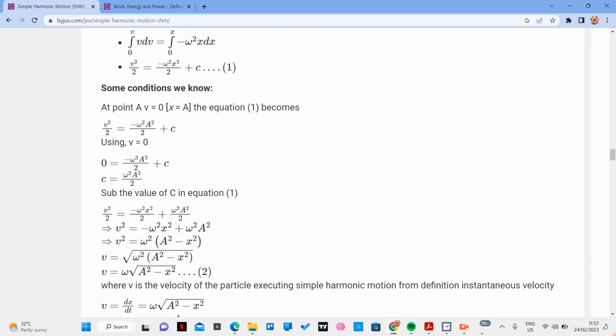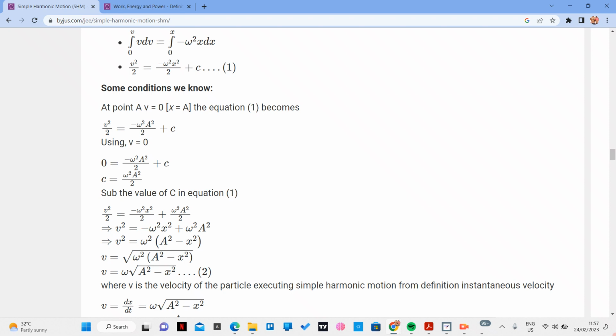Now take note of this formula for calculating velocity at any point in time. You might be asked what the velocity is when the object is so distant from the equilibrium position. The formula I'm going to use to calculate that velocity is v equals omega times the root of a square minus x squared. Take note of that formula. Take a very good note of it.